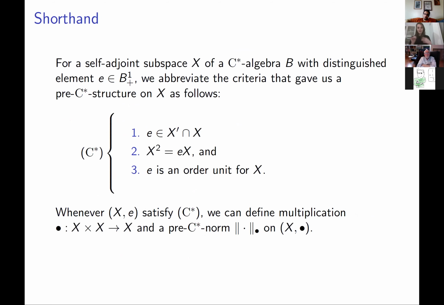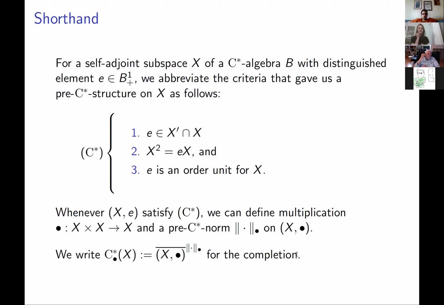So what that means is if I've got a self-adjoint subspace of a C-star algebra B with distinguished positive element that satisfy those criteria we saw in the previous theorem, we get a pre-C-star structure on that self-adjoint subspace. So since these three criteria take up a big chunk of space, I'm going to call them together C-star. So when X and E satisfy C-star, we can define multiplication on X and a pre-C-star norm on X with respect to that multiplication. So I'll write C-star of X, or C-star bullet X, as the completion. So this is the C-star algebra that comes from viewing X with this different multiplication.